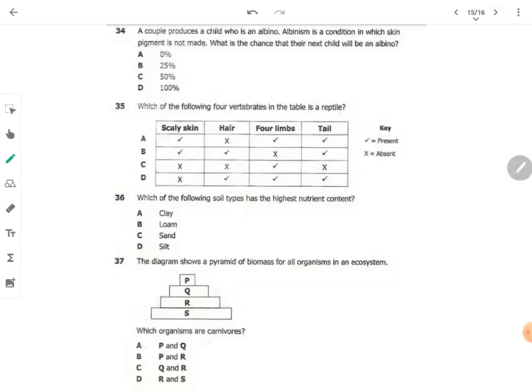A couple produces a child who is an albino. Albinism is a condition in which the skin pigment is not made. What is the chance that their next child will be an albino?